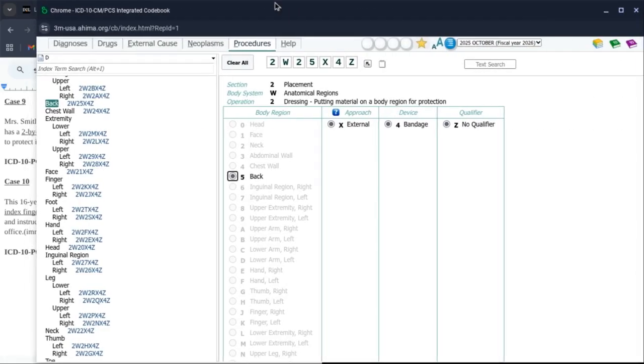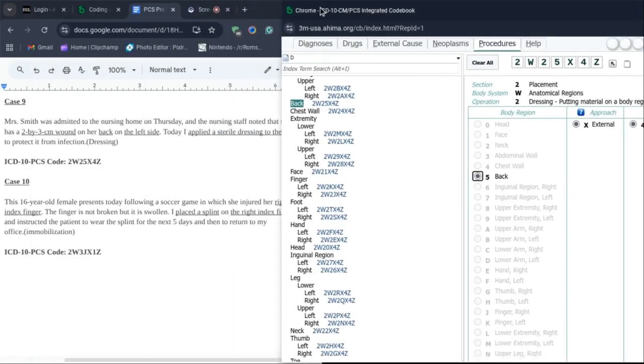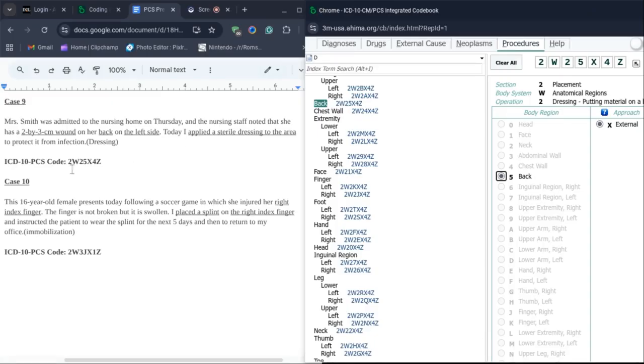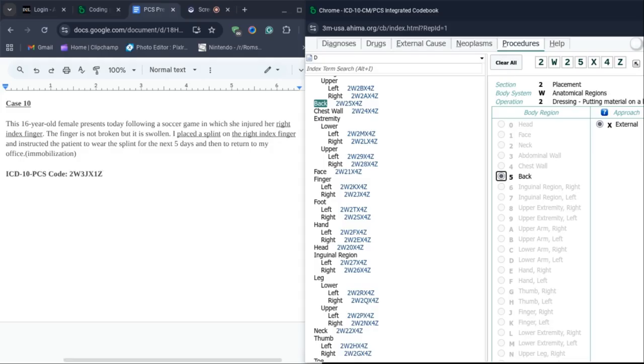Moving over here, we have section being 2 for placement, the body system being W, which is the anatomical regions. The root operation or main term in this case is dressing, which gives us the number 2. The body region, of course, being the back, a number 5. The approach was external, the device itself was the bandage, and there is no qualifier. That would give us the code 2W25X4Z.